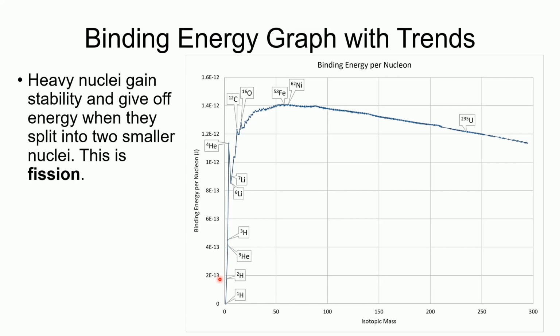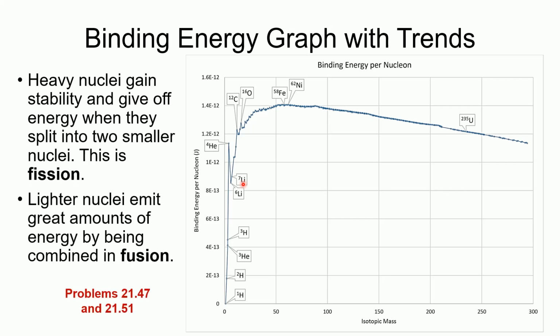Then down here, our smaller elements can undergo fusion. For example, deuterium and helium-3 combine together to make hydrogen and helium-4. That is one of the fusion reactions where you get a huge bump in the binding energy per nucleon, and therefore it releases an enormous amount of energy. So that's why those fusion reactions release so much energy. Fusion reactions emit great amounts of energy because they combine together.